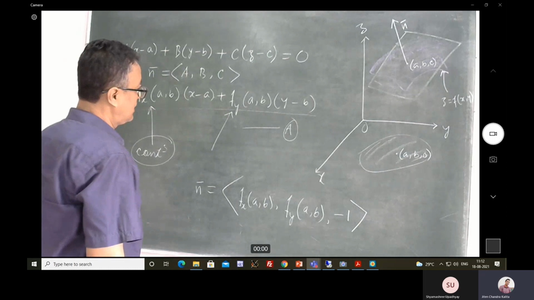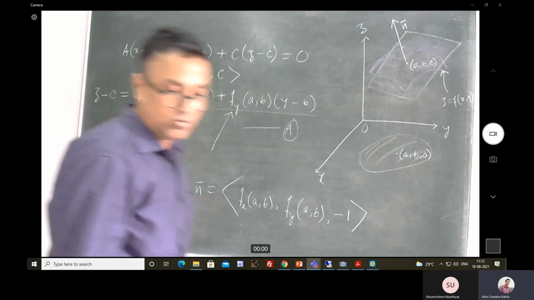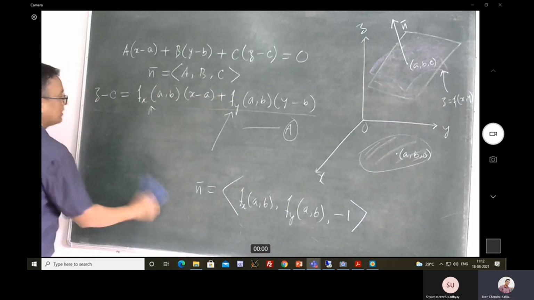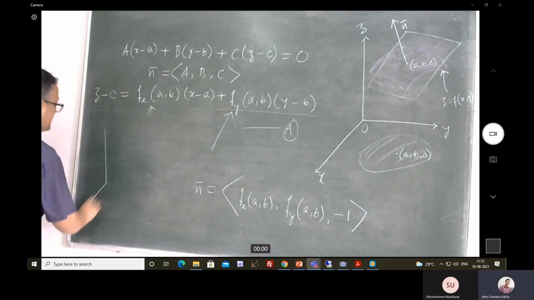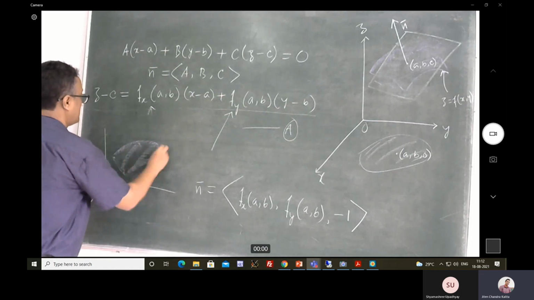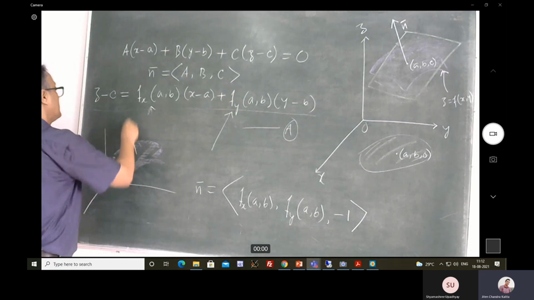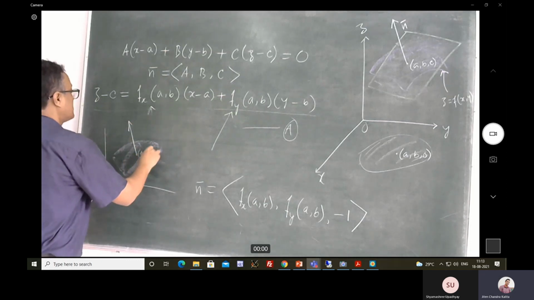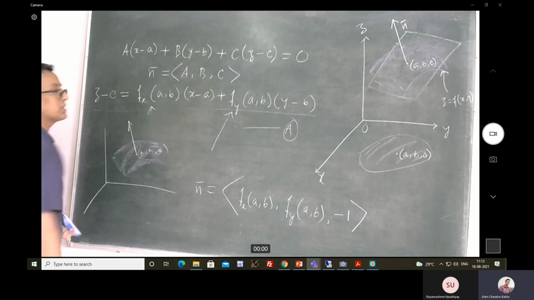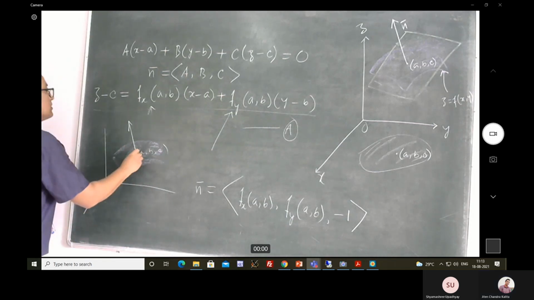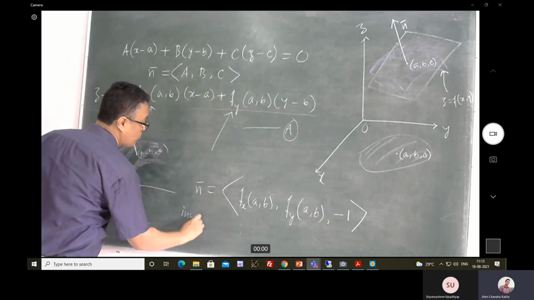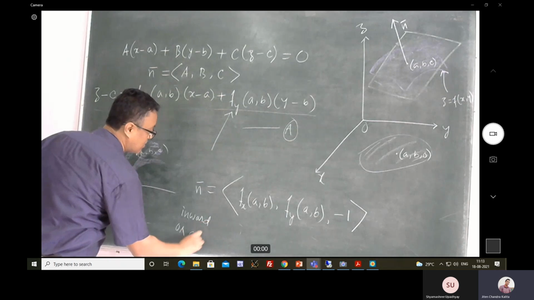Now let me tell you one thing. Whenever I think about the surface, and about a normal at a point to the surface, then depending upon the orientation of the surface, I can define this normal to be inward or outward.